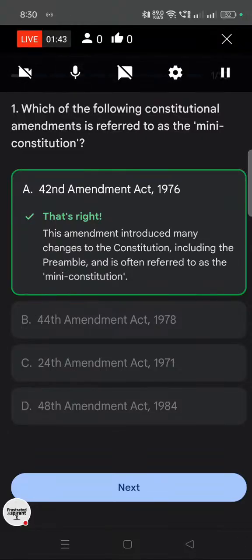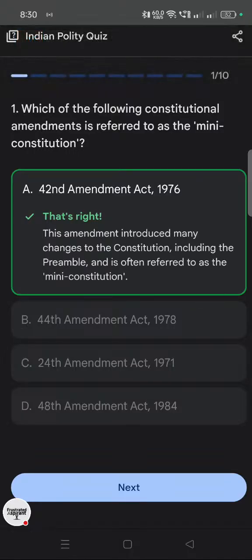Which of the following constitutional amendment is referred to as the mini constitution? 42nd constitutional amendment 1976 is known as the mini constitution of India. Maximum change happened.